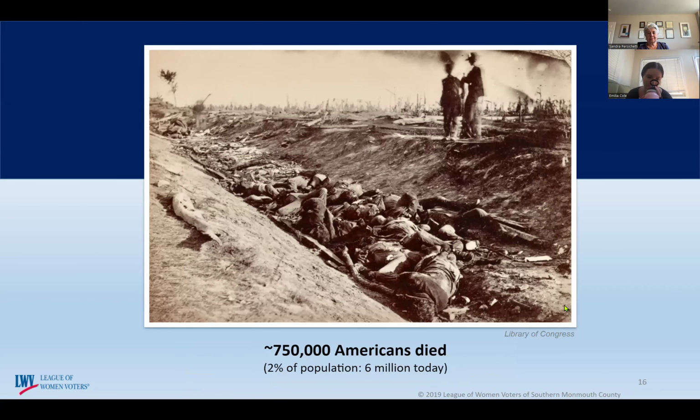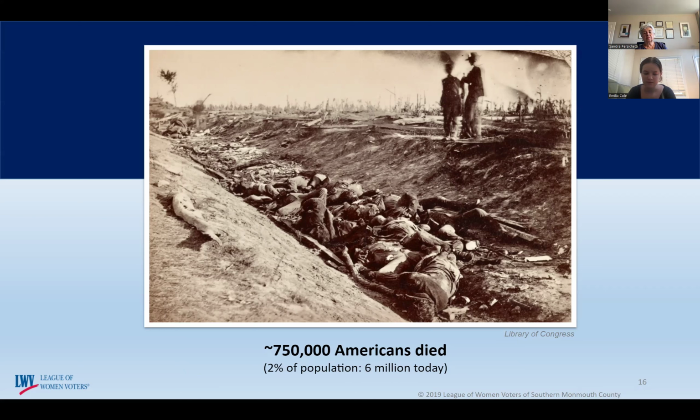But again, the country paid a huge price in blood for this fight for the right to vote. Between 650,000 and 850,000 Americans died as a result of the war. That's more than in any war we have ever fought. Wow. 620,000 Americans equaled 2% of the population at that time. Today, that would be the equivalent of 6 million people.